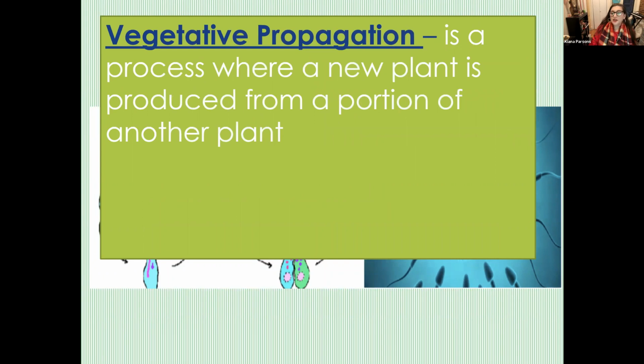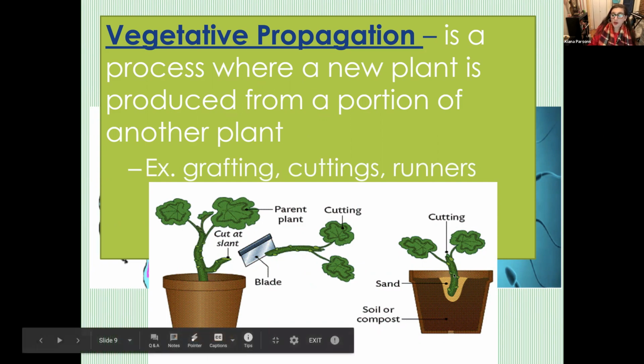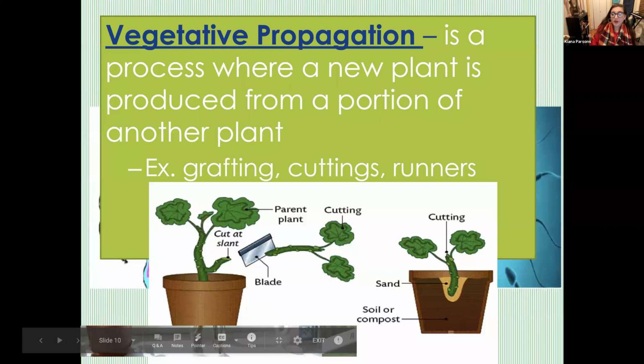Vegetative propagation is a process that humans use for asexual reproduction of plants. It's a process where a new plant is produced from a portion of another plant. This is usually something humans do. There are several different types of vegetative propagation, like grafting, cuttings, and runners. Some can happen naturally, but it is usually something that humans are doing. You can see there, a cutting is cut from a plant, so it's genetically identical to the original plant, but it's growing as a separate organism. So that's a reproduction that's happening with a little help from humans.